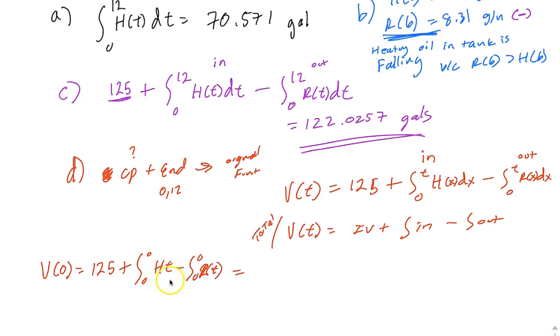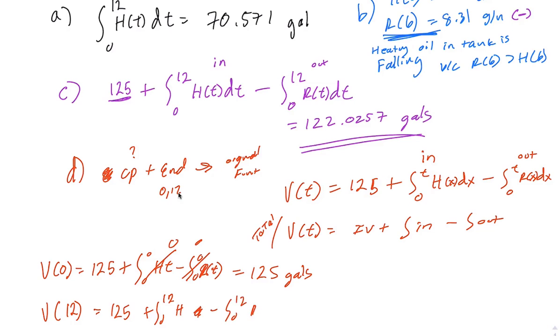Well, remember, anytime the limits match, you get 0. So I have 125. That's how many gallons we have at 0, or initially. V of 12, this is one we just did, and we got 122.0257 gallons. So that's a little less.